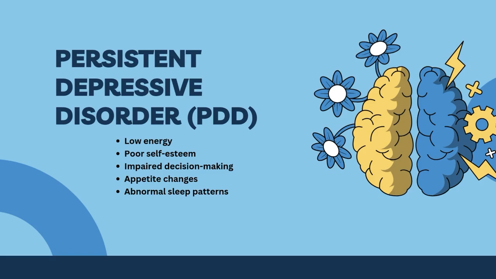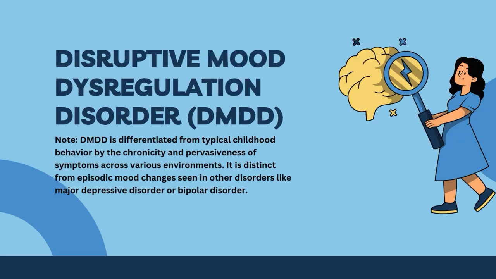Disruptive mood dysregulation disorder applies to children aged 8 to 16, with a hallmark feature of persistent irritability and frequent intense temper outbursts. These outbursts occur at least 3 times a week across multiple settings for at least 12 months. And while disruptive mood dysregulation disorder overlaps with other disorders like MDD, it is distinct in its focus on chronic irritability rather than episodic mood changes.